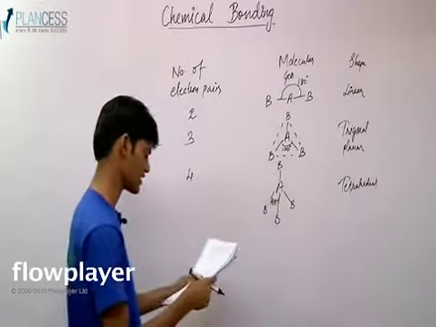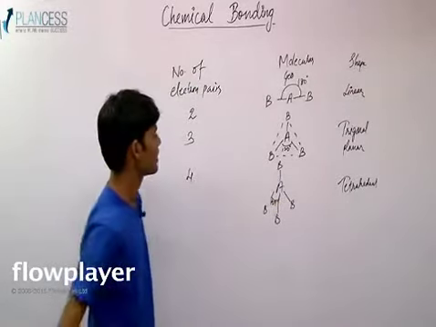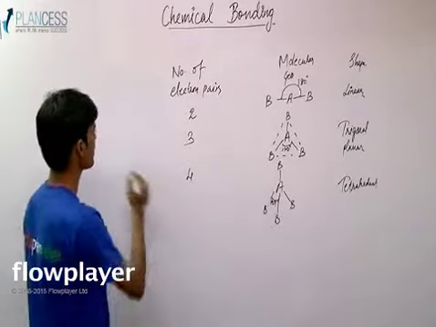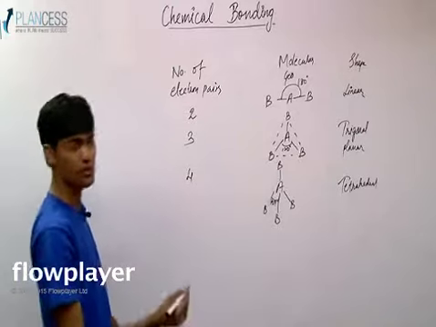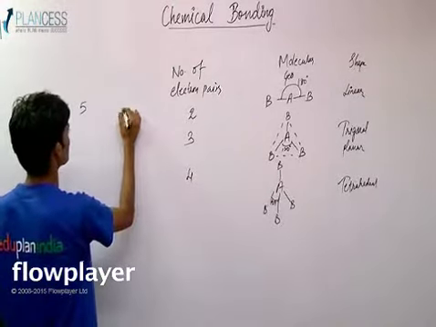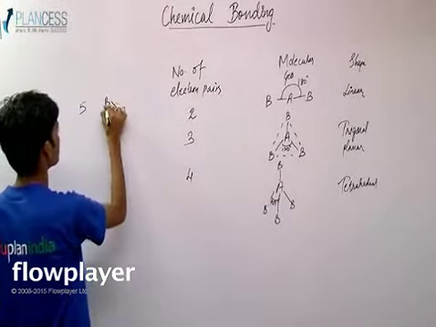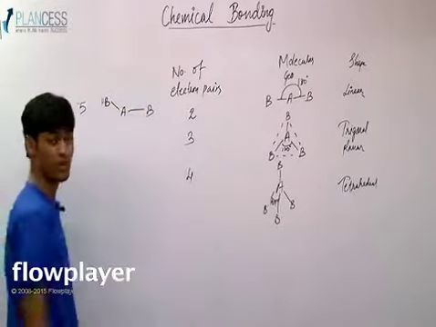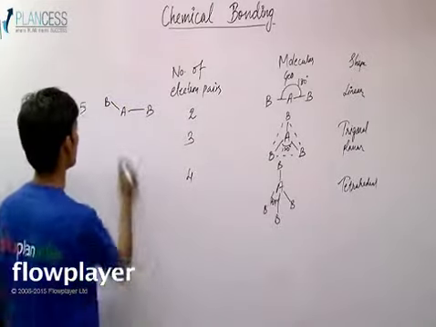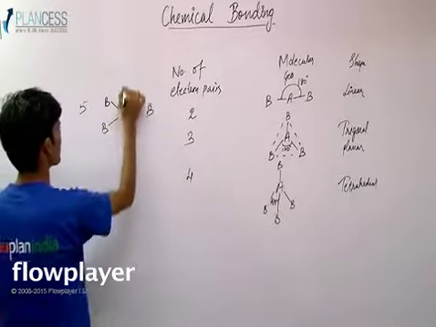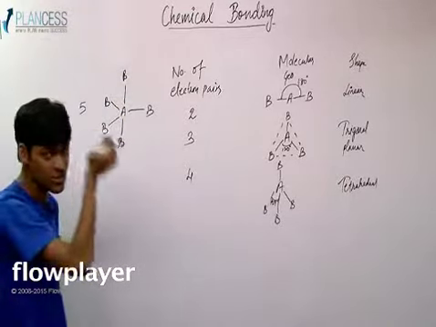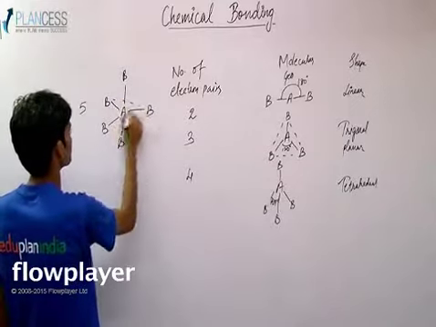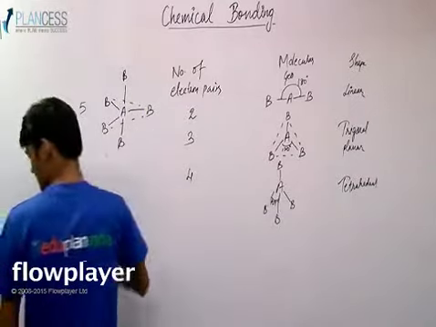109.5 to be exact, but 109 degree. In the other case, if the number of electron pairs is 5, the molecular geometry would be something like this, A, B. The geometry of PCl5, which I have drawn earlier, is something like this. These three are in plane and are said to be in the equatorial plane.